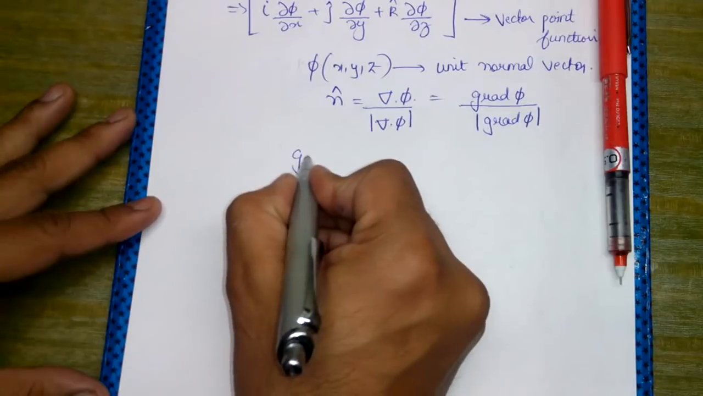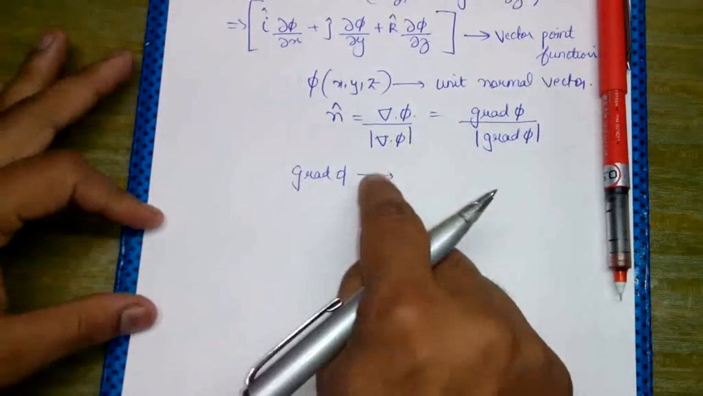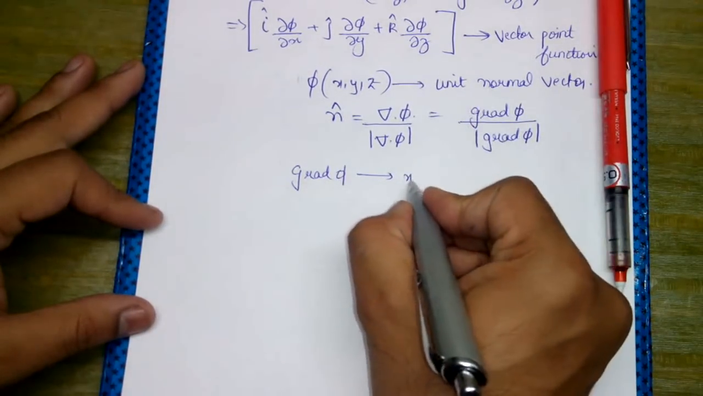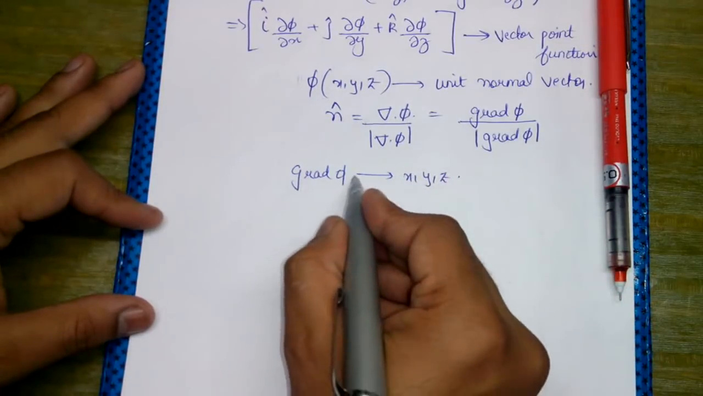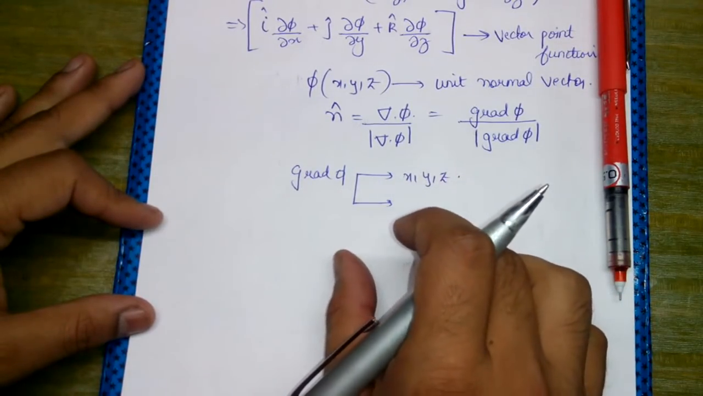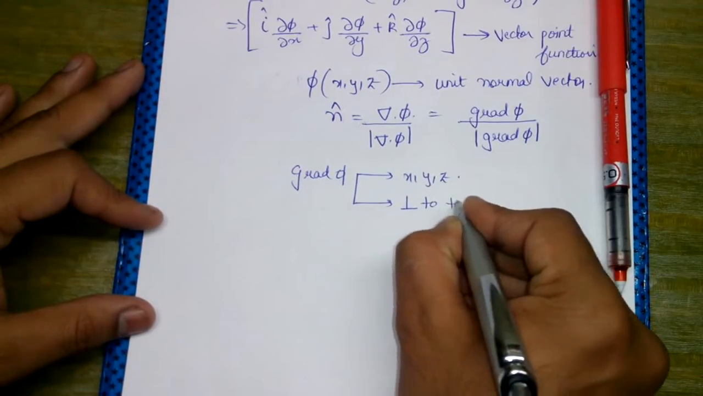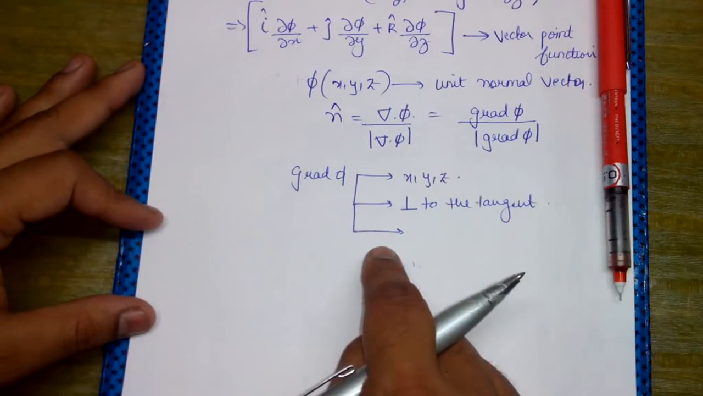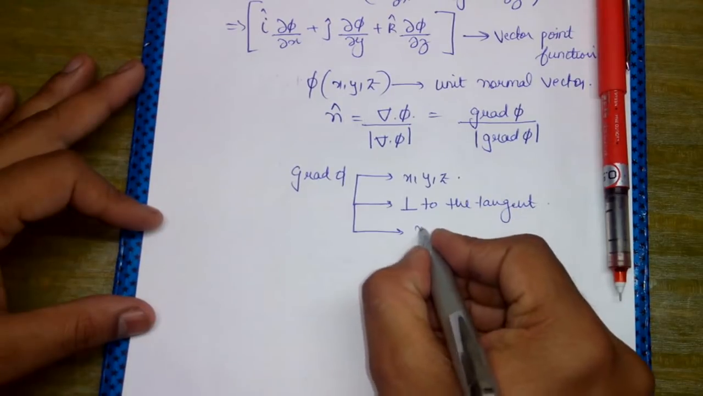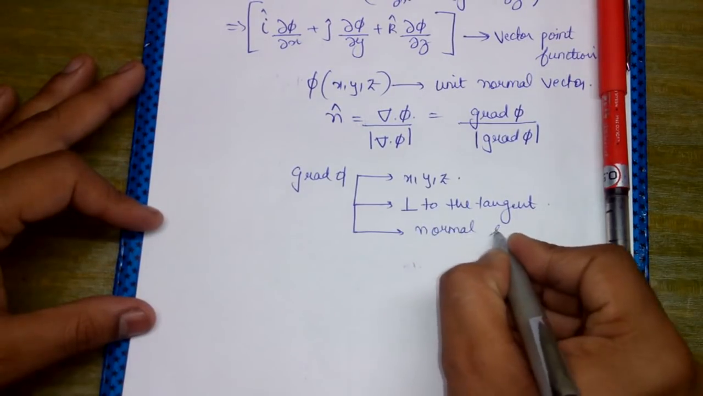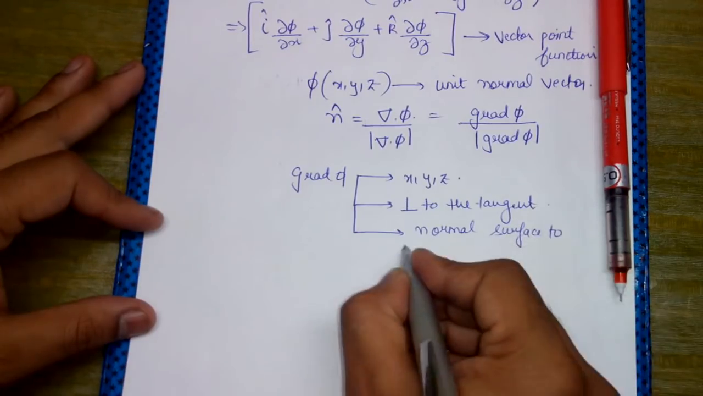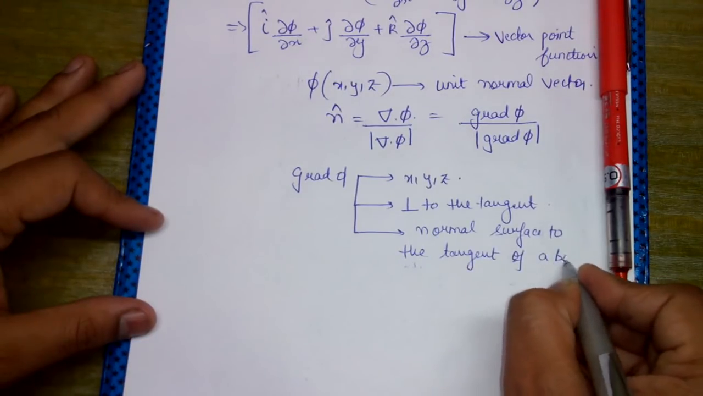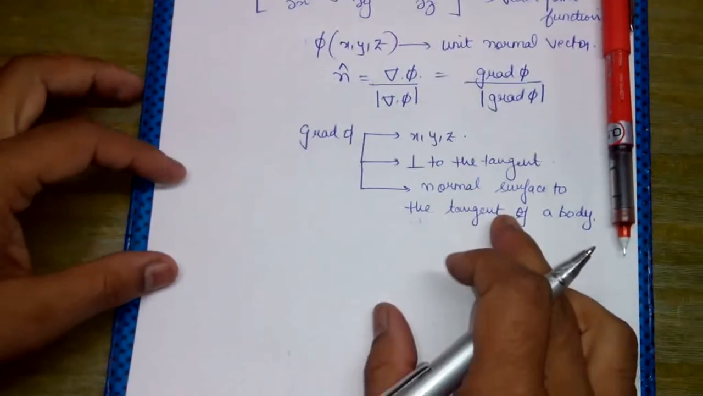Okay, now what is the meaning of the gradient of phi? This gradient of phi is actually representing the maximum rate of change of the field in the direction of x, y and z, and this gradient is perpendicular to the tangent at the point of the plane. It is perpendicular to the tangent, and this gradient is normal to the surface. This is also representing the normal to the surface of a body. So this is all about the gradient.